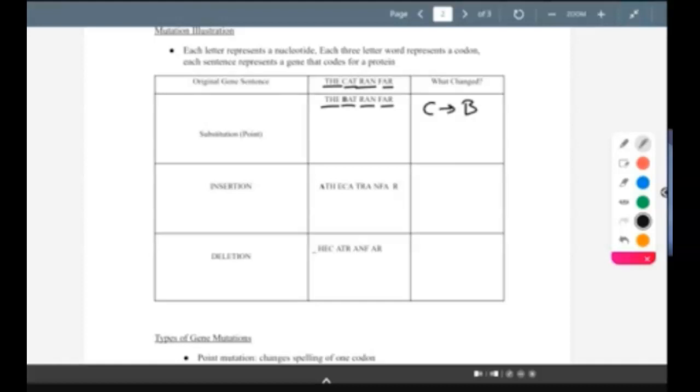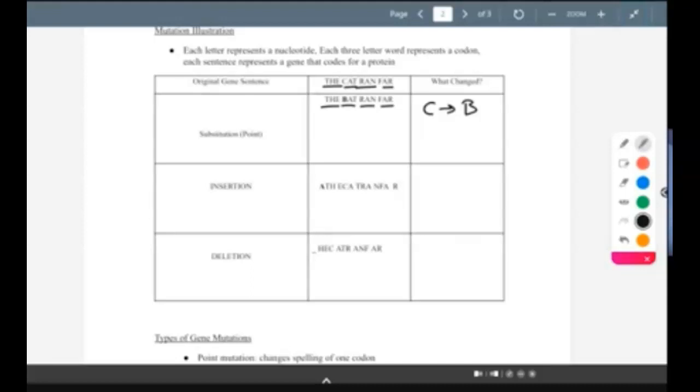Does that change the meaning of the sentence? Definitely does, right? This is the subject of our sentence. It went from the cat to the bat. So now I'm picturing a bat, which normally flies, right? Now it's running and it's going far away, which we're happy about, right? Because it's a bat. But it doesn't mean the same thing. Just that one little switch completely altered the meaning of our sentence. We call that kind of mutation a substitution. When one letter gets switched for another, it's a substitution.